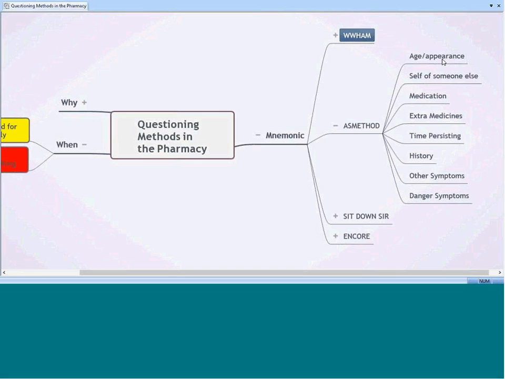So this particular questioning technique also takes into account that as well. It also takes into account danger symptoms, and we'll come on to that on another webinar. I'm probably going to be doing another one next month on danger symptoms.